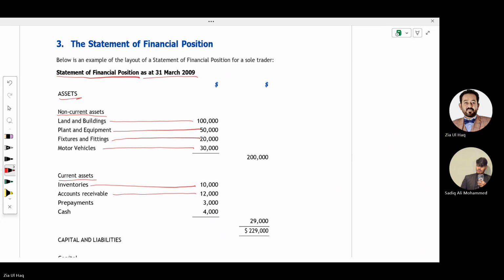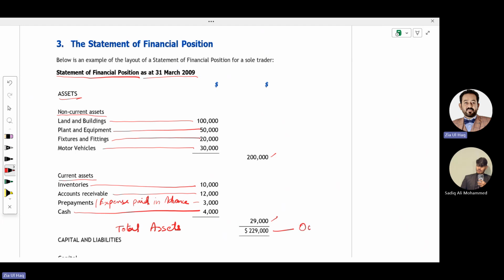Prepayments, what are these? Prepayments mean expenses paid in advance. If suppose next month or next year's expense we have paid in advance, we will record it as prepayments because these are what we own. And cash in hand or cash at bank. This is the total for current assets, and the total for non-current assets. We will add both. We will record as total assets.